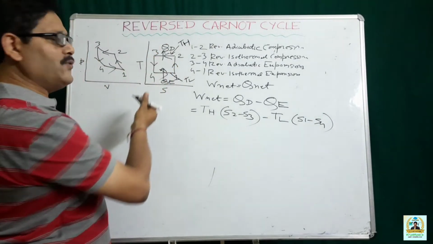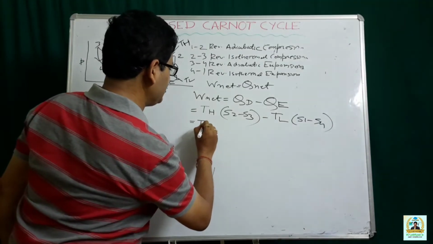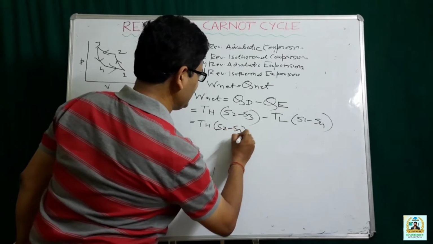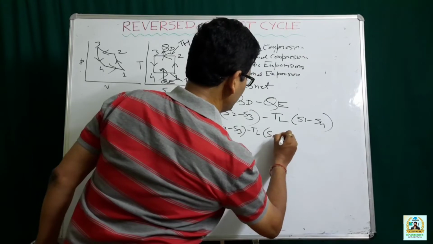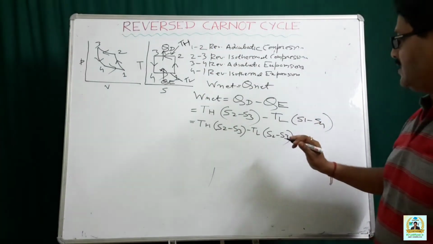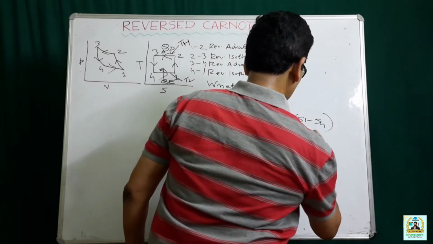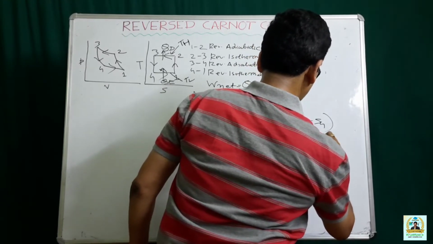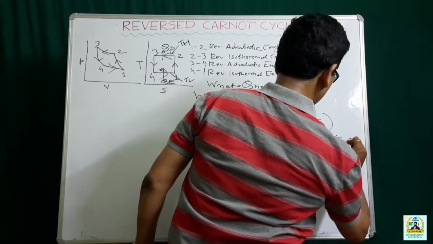As 1-2 and 3-4 are isentropic processes, you can represent this as TH multiplied by S2 minus S3, minus TL multiplied by S2 minus S3. So what we have done is substitute S1 by S2 and S4 by S3. So that is equal to TH minus TL multiplied by S2 minus S3.